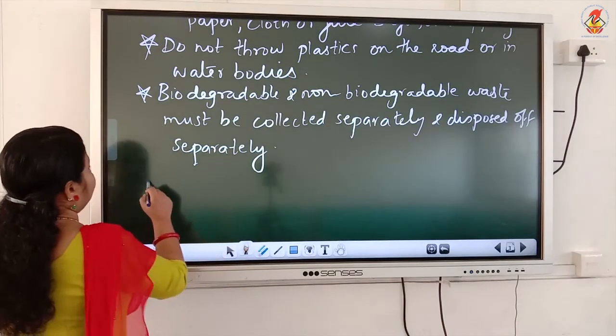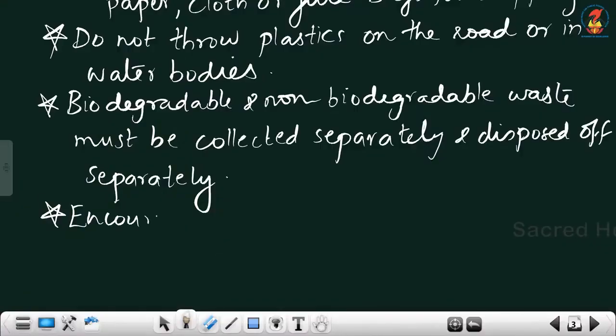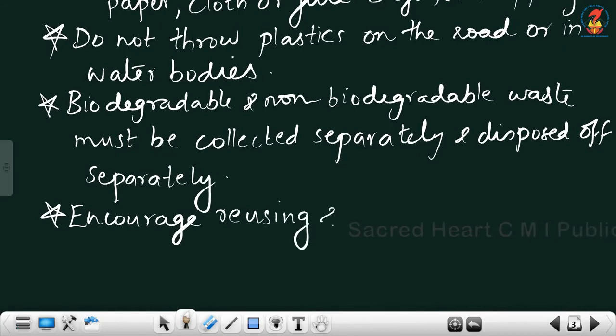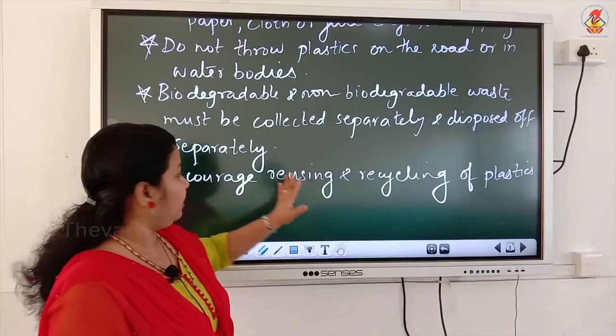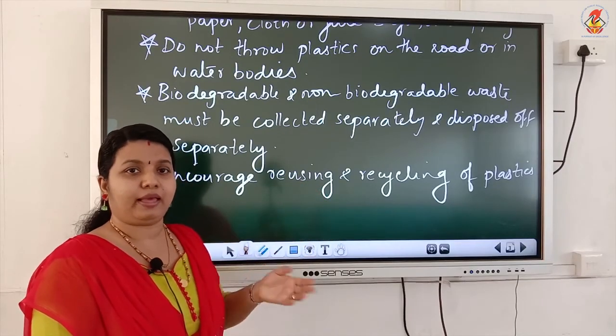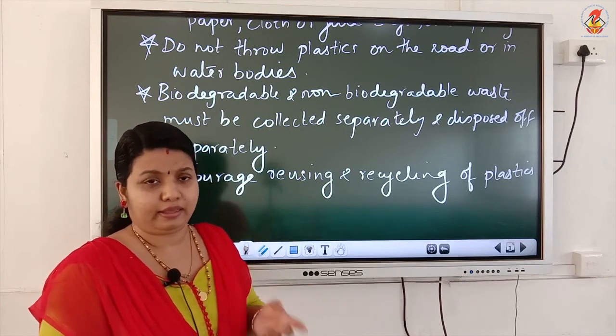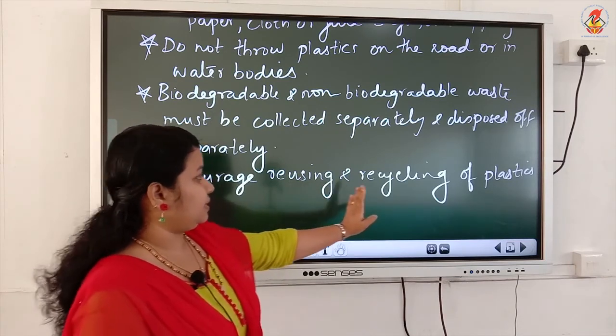Next one, we have to encourage reusing and recycling. There are people who come and collect old plastic items. So if you have used plastic items at home, you can give those items to those people who come and collect plastic items for recycling. Reusing means using the same plastic bag or same plastic container again and again. So encourage reusing and recycling of plastics.